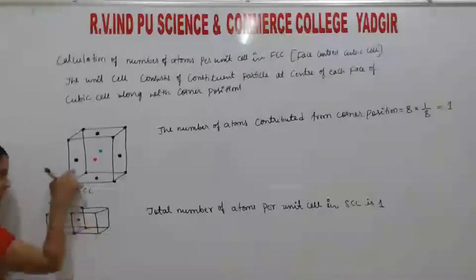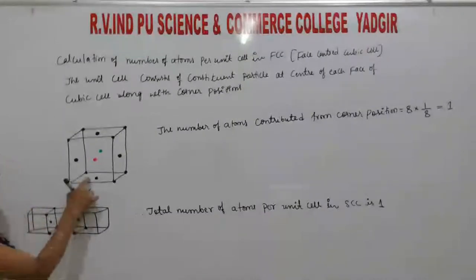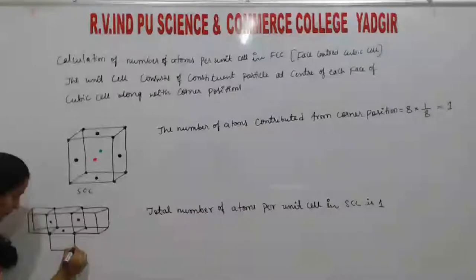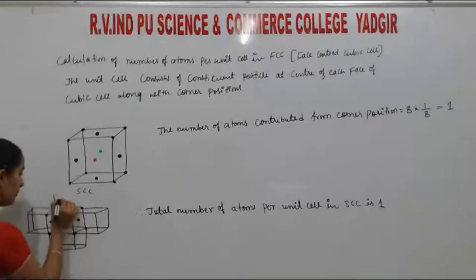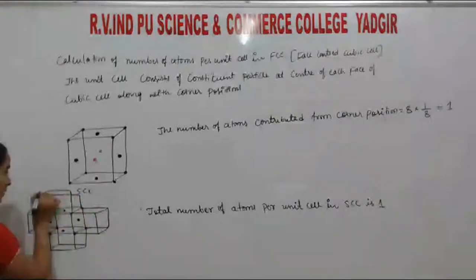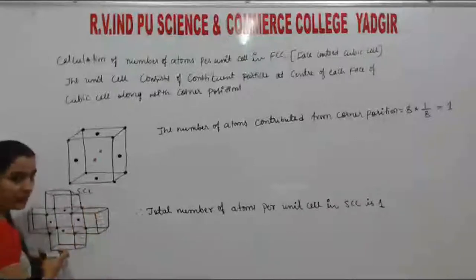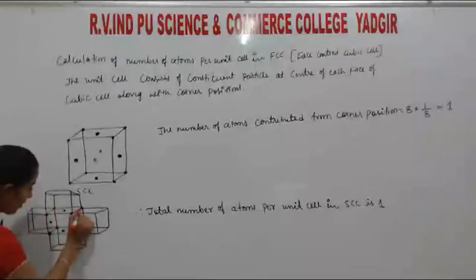If you consider this one, this is also shared. If you consider this one, okay, here, this is also shared between another. Means each and every face is shared between two unit cells. This is also shared between another unit cell. Okay, means all the face centered positions are shared between two unit cells. So this face center is the common face.